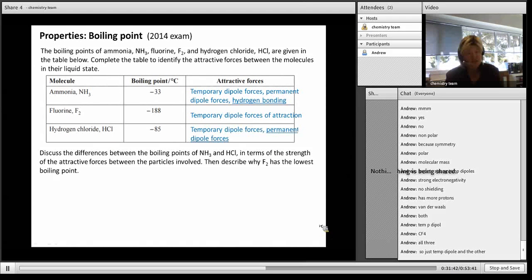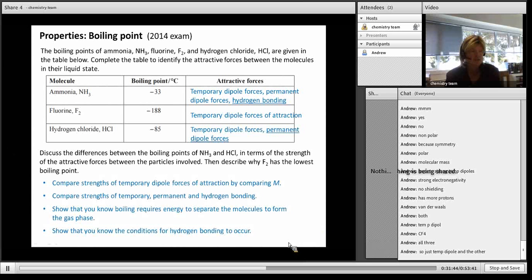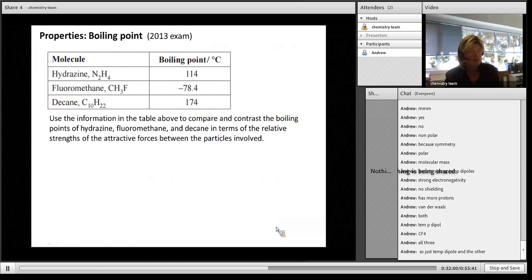And then the same thing, you've got to compare all those different points. You can look at the answers on the internet, but that's just the way you would break it down. Remember, spell out the things. Don't just assume the teacher thinks you know it. You have to spell it out. Here's another one from the 2013 exam. You can see it's a pretty common question. And so you have to spell it out.